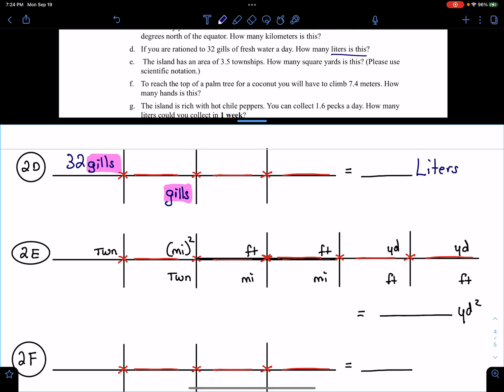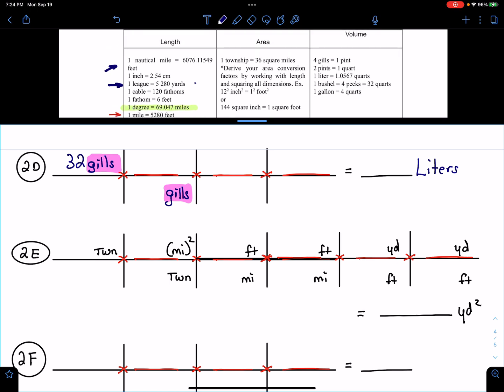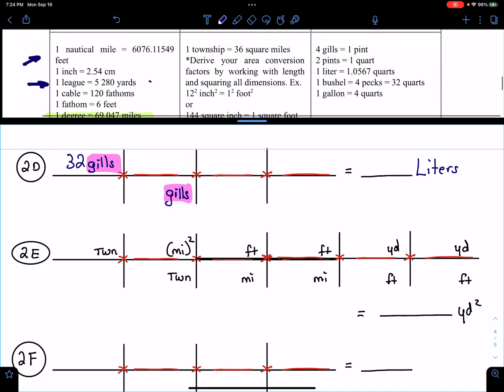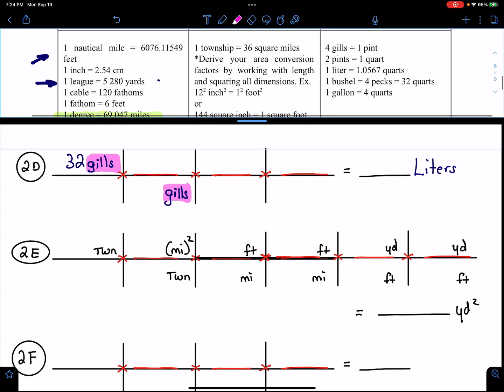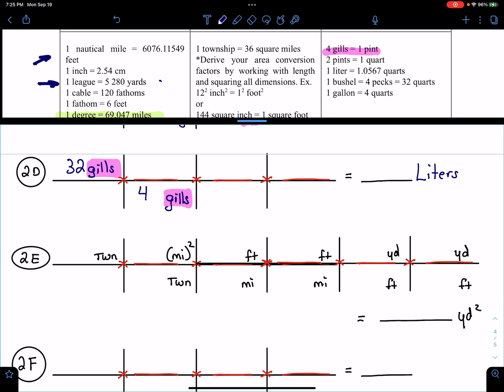Liters. Now we need to go to our conversion list and look at volume, because a liter is talking about a volume. So if we're looking at this list, I see a unit for gills here. So I'm probably going to have to use that one. And that's going to be changed to pints. So let's put this in. It would be 4 gills. So it says 4 gills equals 1 pint.